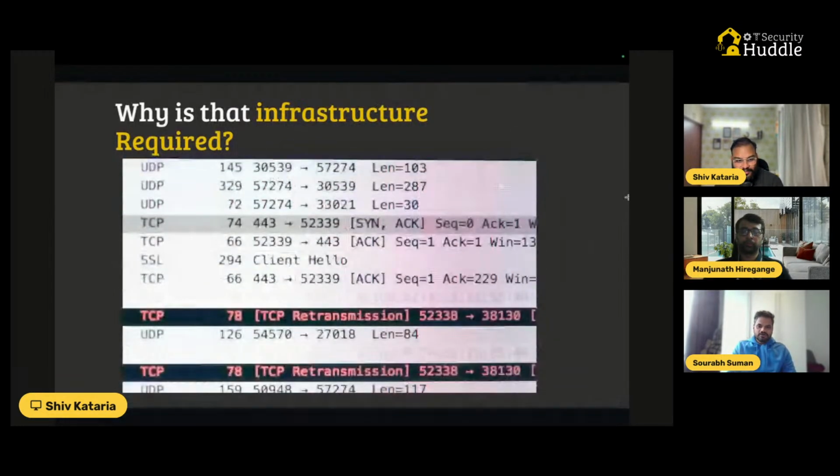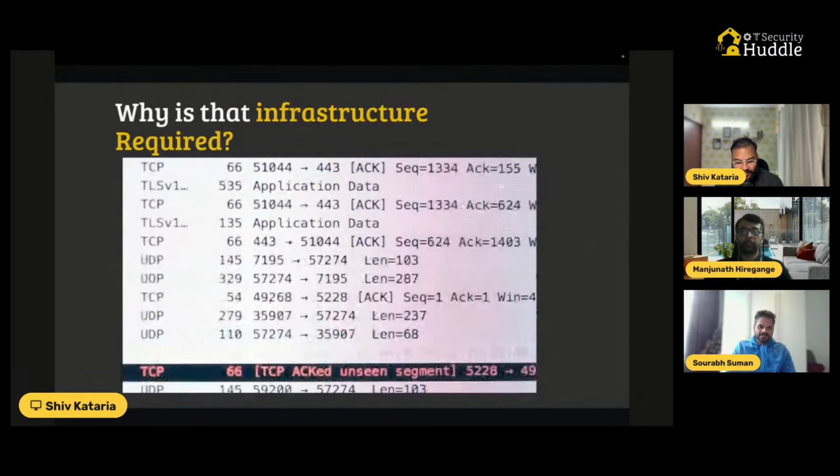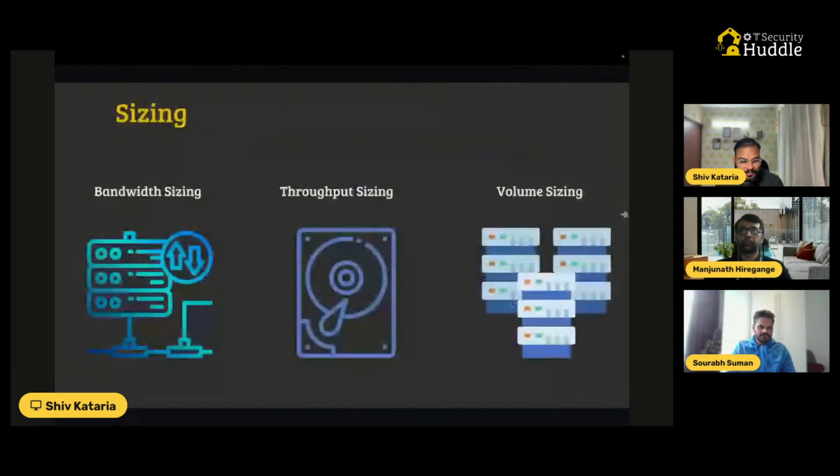But why do we need such a big infrastructure? We need to learn that first. How will you find out how much infrastructure you need, or why you need those infrastructures? For that you need to do a basic thing that is called sizing.